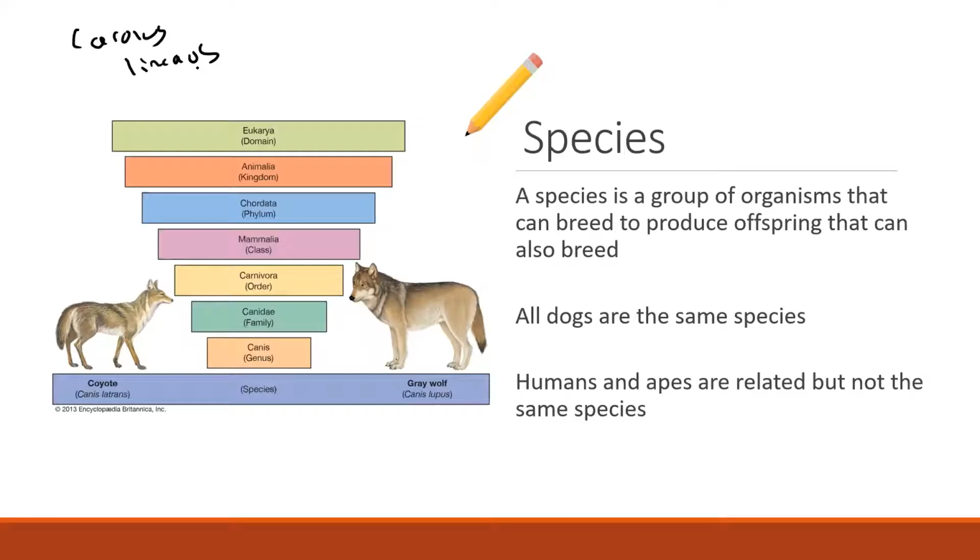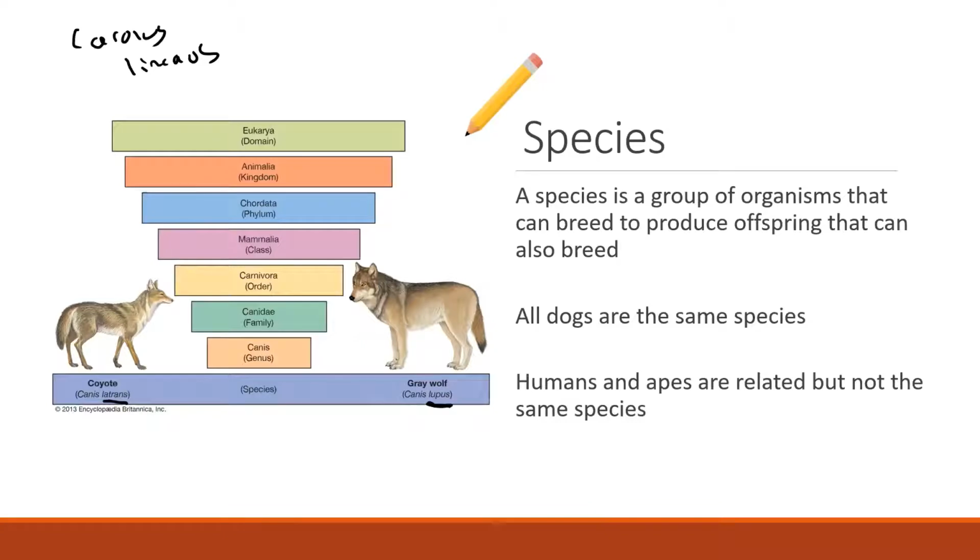But if you look at these two things here, these are two different species. They look very similar, but they are different species. I can tell that because one is Canis lupus and one is Canis latrans. They might be able to breed, but their children probably won't be able to produce offspring. They may not even be able to have puppies, because they're different species.